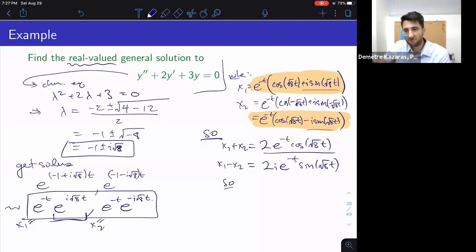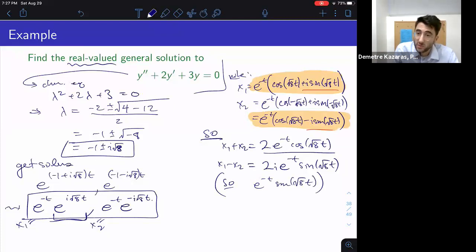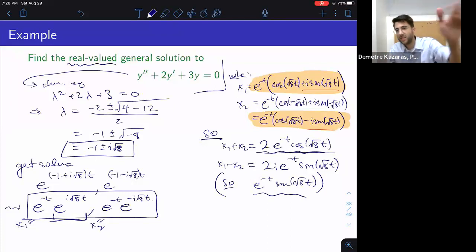So we could multiply that function by any constant and still get a solution. We could divide that solution, that 2i e to the minus t sine of root 8t, by 2i, because 2i is a constant, and dividing won't change whether it's a solution or not. So in fact, just e to the minus t sine root 8t will also be a solution, and it's real valued. Okay, great. So we found two real valued solutions just by taking linear combinations of our complex ones and using Euler's formula. That's the trick I was briefly describing above.